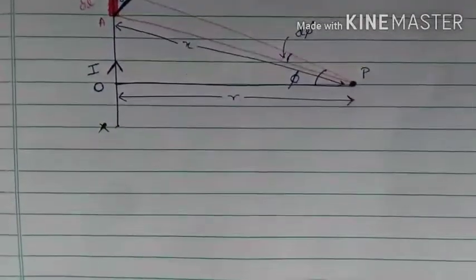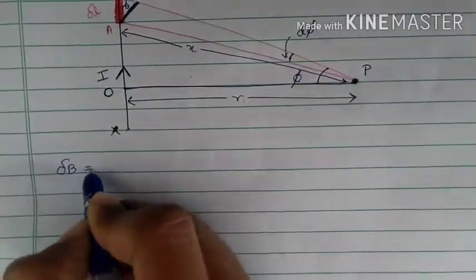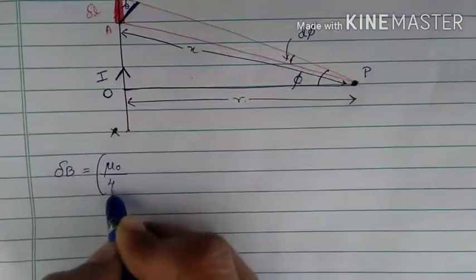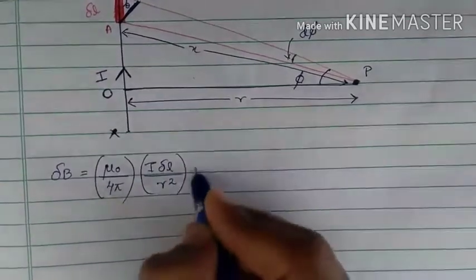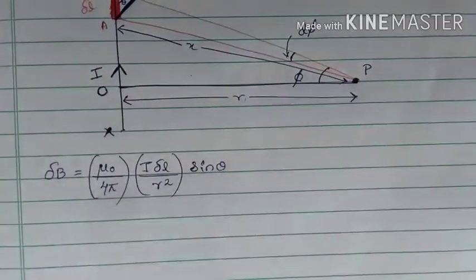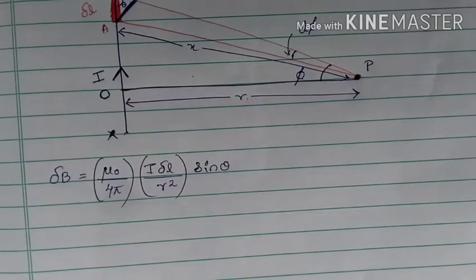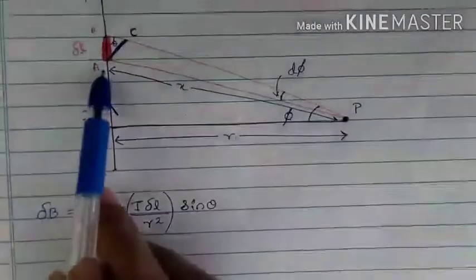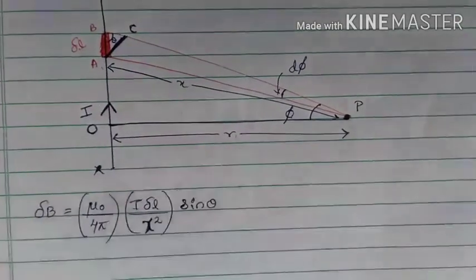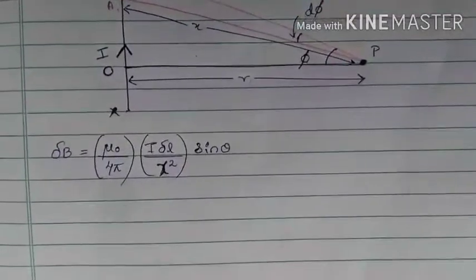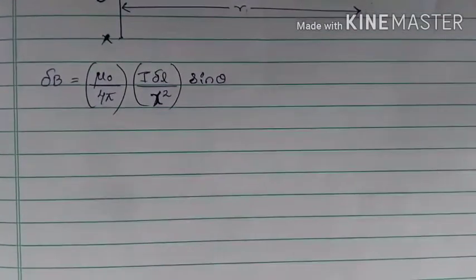From the Laplace law, you can write delta B at a point as delta B equals mu naught by 4 pi, I delta L by r square sin theta. This is the equation that we got from the last derivation. Here, if you observe, the distance from A to P is x. So you should change this r square to x square from the diagram. So delta B is equal to mu naught by 4 pi, I delta L by x square sin theta.